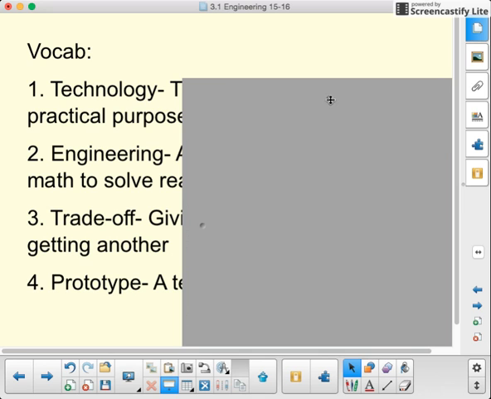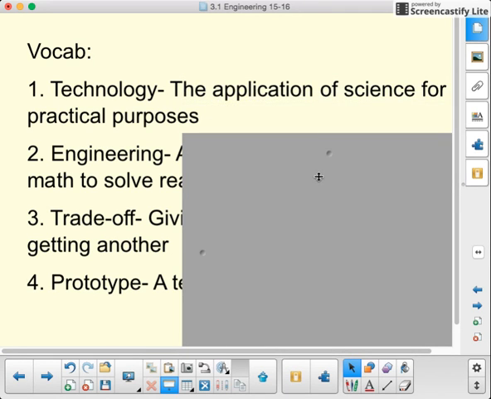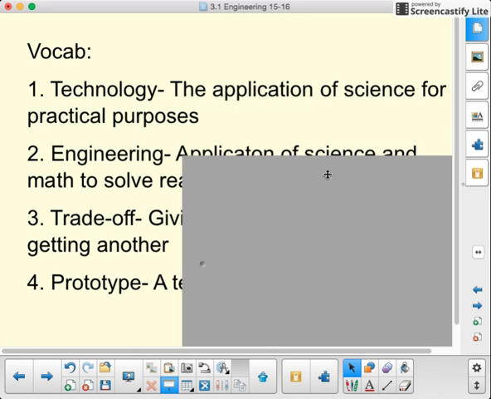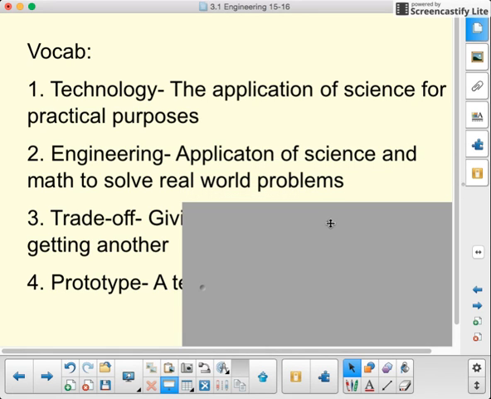In class, we talked about the 4 vocab words. Technology is the application of science for practical purposes. We'll talk today about how that technology can be either simple or complex. Technology doesn't have to be expensive or complicated. Engineering is the application of science and math to solve real-world problems. And the primary job of an engineer, as you saw in the Ed Puzzle video, is to solve problems.